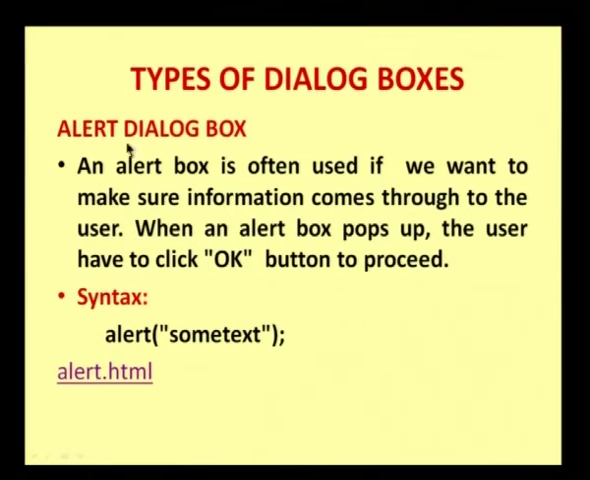The first dialog box is the alert dialog box, often used if we want to make sure information is coming through to the user. When the alert dialog box pops up, the user has to click the OK button to proceed. It has only one button called OK, and the syntax is alert with the message to be displayed to alert the user. As I said, the message is a string, so we should give it within double quotes. Let us see an example for this.